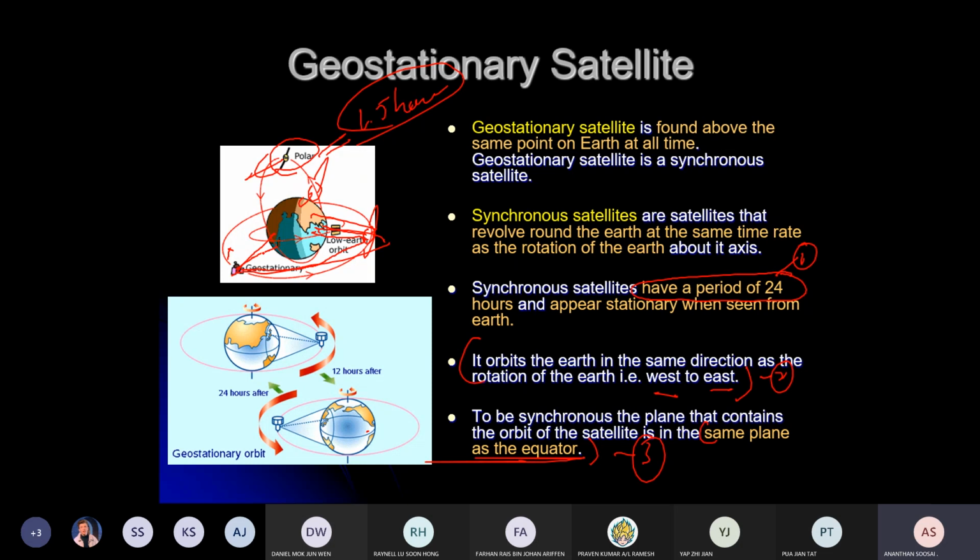This is extra information. What I'm telling you about polar orbit is extra information. You need to know in depth about geostationary. Any questions?